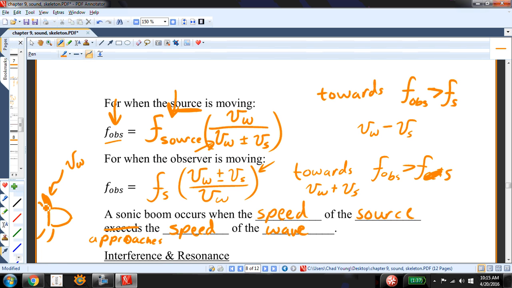Fighter jets often do this. So if you've ever seen the Blue Angels or the Air Force equivalent, if they go at a certain speed that approaches the speed of sound, then they'll produce this loud boom, which is a sonic boom. I have a video here. It's not my video, but it's on the internet. So you can take a look at that if you like.